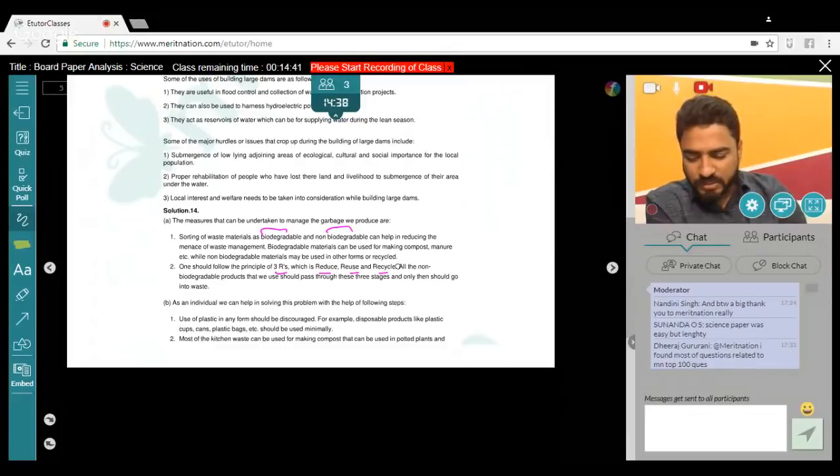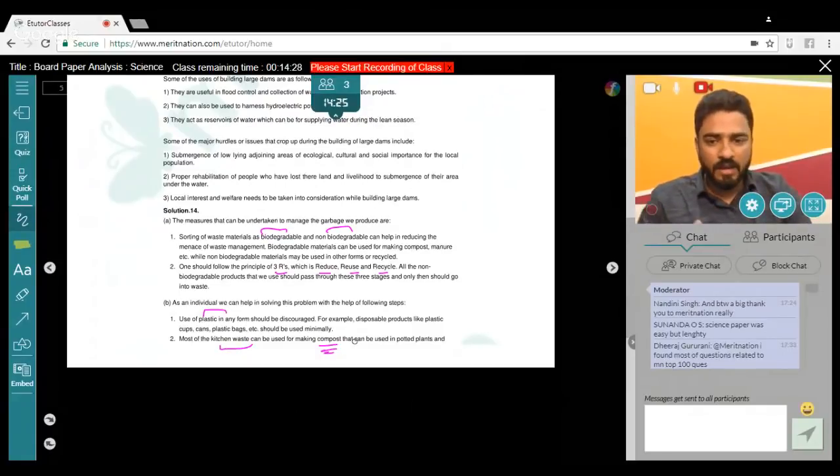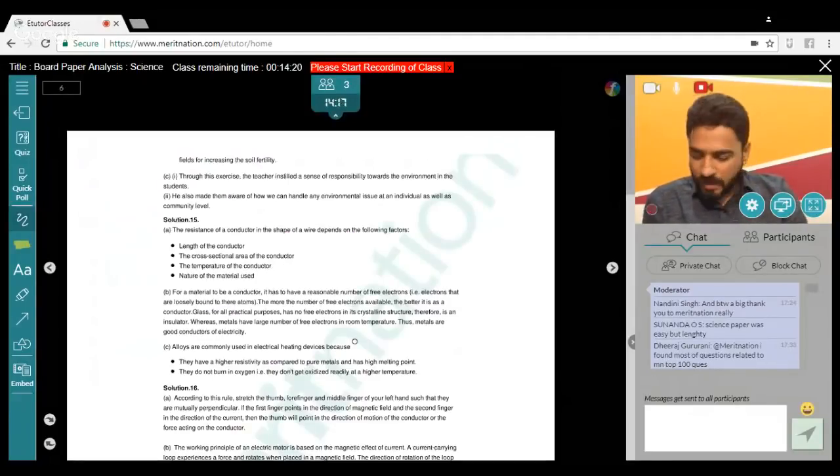As an individual, what can we do to generate the least garbage? For that, we can reduce the use of plastic. And if we are able to use the kitchen waste as compost, then again we can reduce the garbage that is being generated. These are 2 points that you can mention. Then these are two values which the teacher instilled in his students in this particular episode. You can mention any of these 2 points and you would have got the right answer.